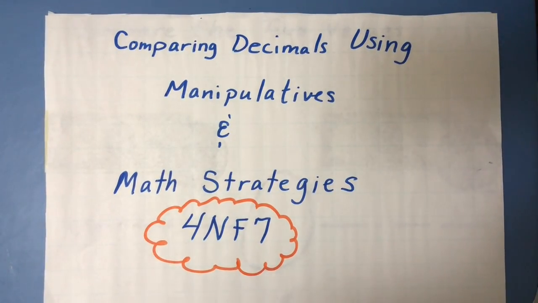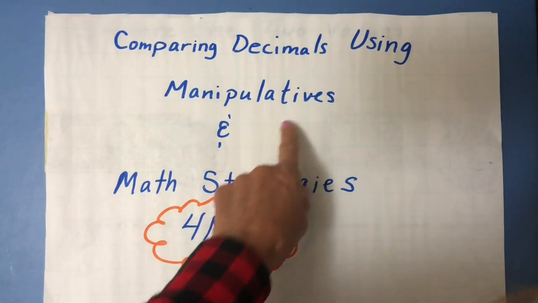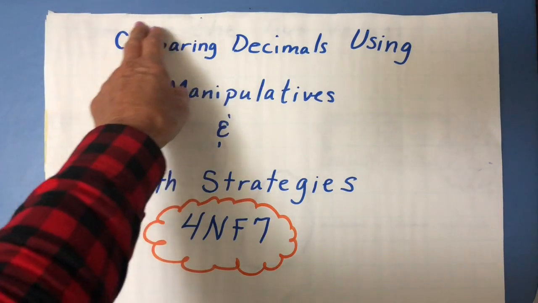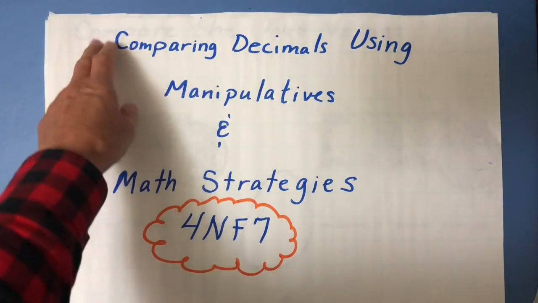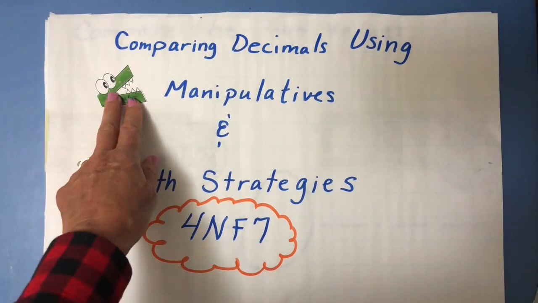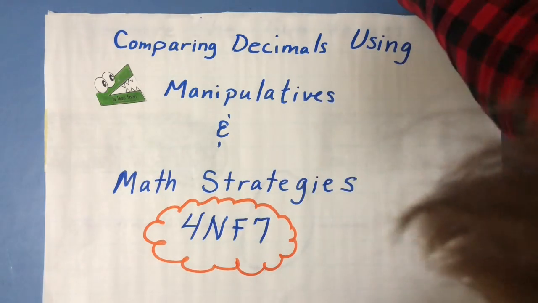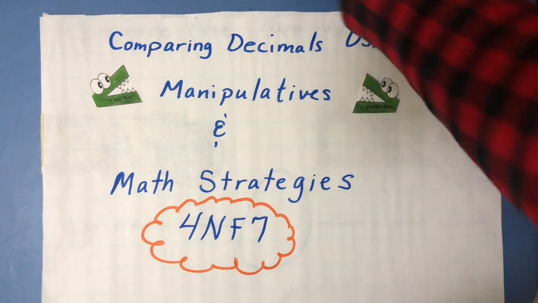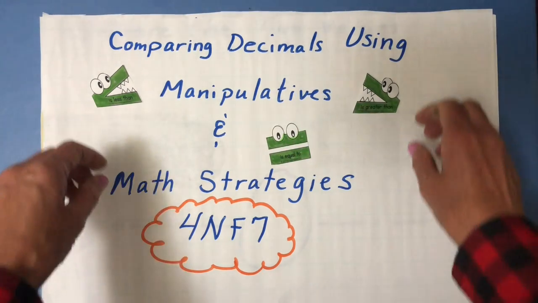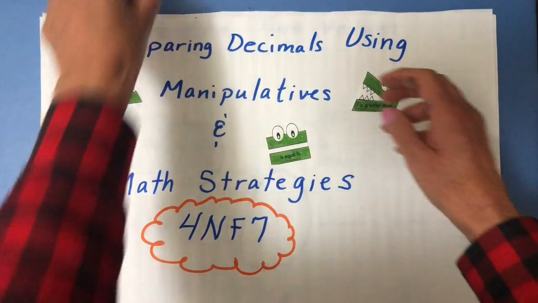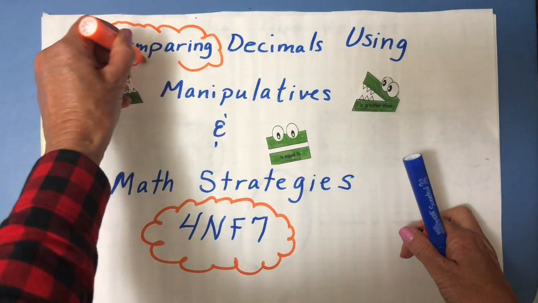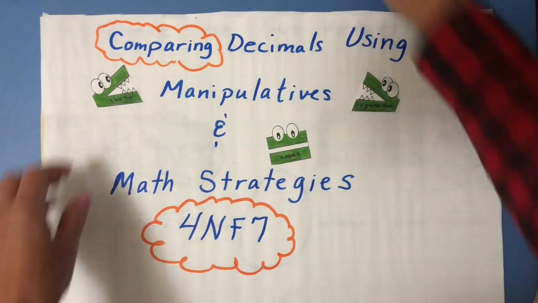All right, this is a lesson on comparing decimals using manipulatives and math strategies. The first thing you have to remember is when you see the word comparing in math, it means the alligator. So it's asking you, is the problem less than, greater than, or equal to? Remember that whenever you see this word. Comparing means alligator. Okay, so that makes it a little easier.